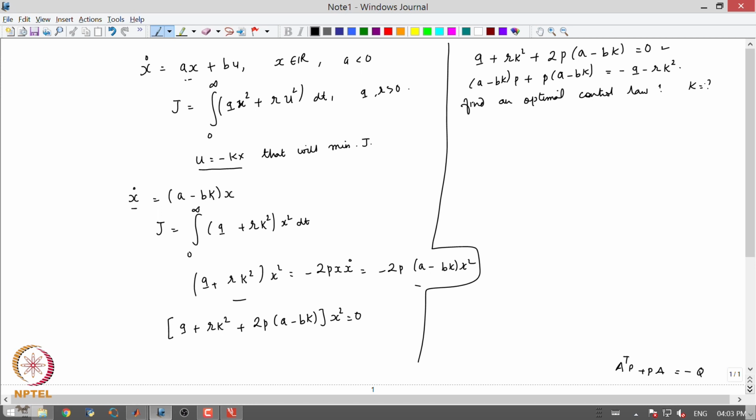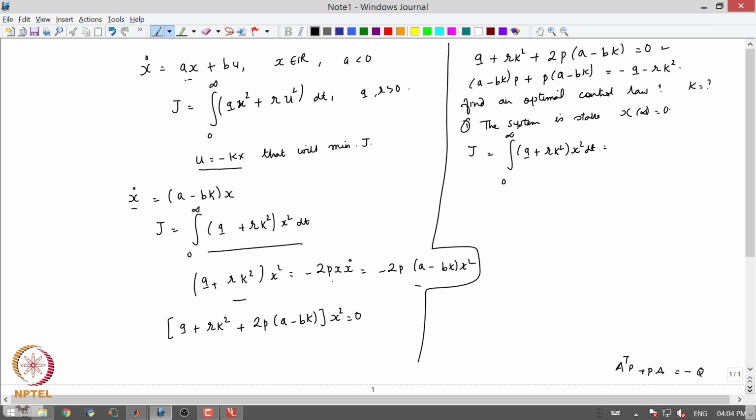Okay. So first thing is when the system is stable, then x at infinity will be 0. Okay. So now j, which is integral 0 to infinity of q plus r k square times x square dt. So I am just taking it from here.